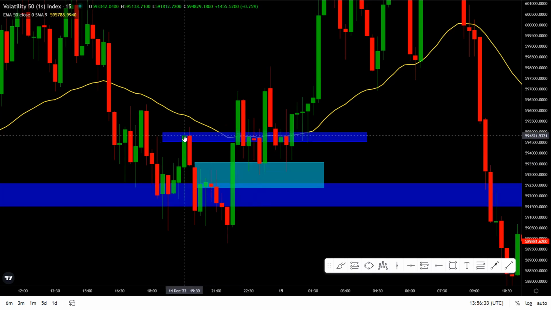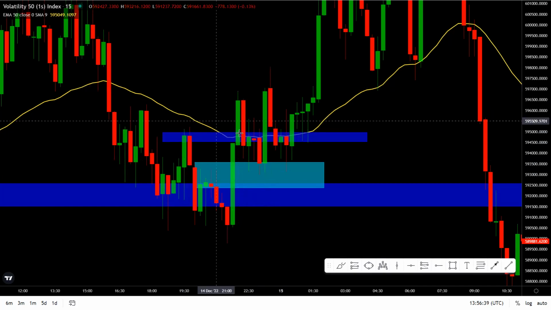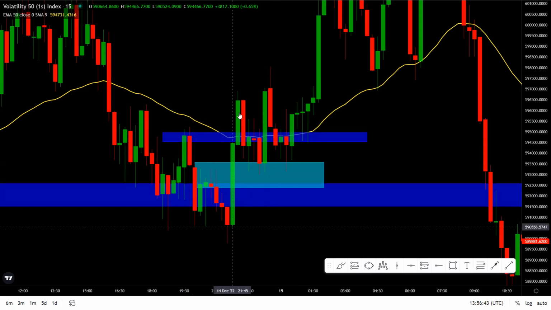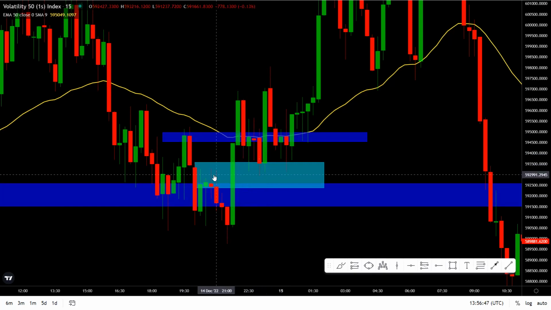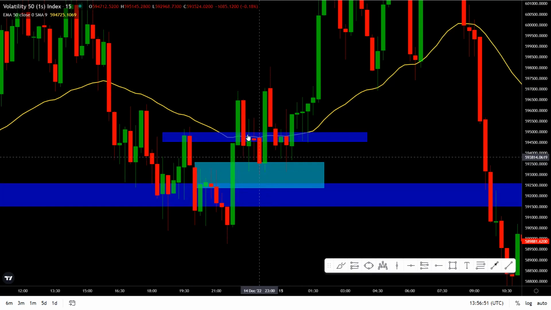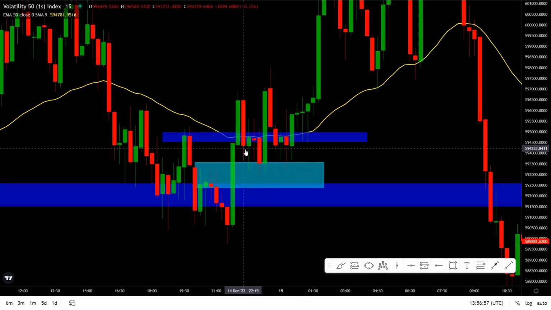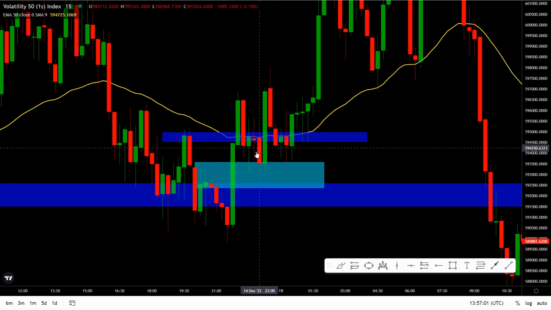Because previously, this was a resistance. Then we have a break of the level. A broken resistance becomes a new support. Also at this level right here, previously was a resistance. We have a break of that level, but once price comes to test the level, it's most likely going to act as a new support. So I want price to now retrace into any one of these levels, forming a potential higher low rather.